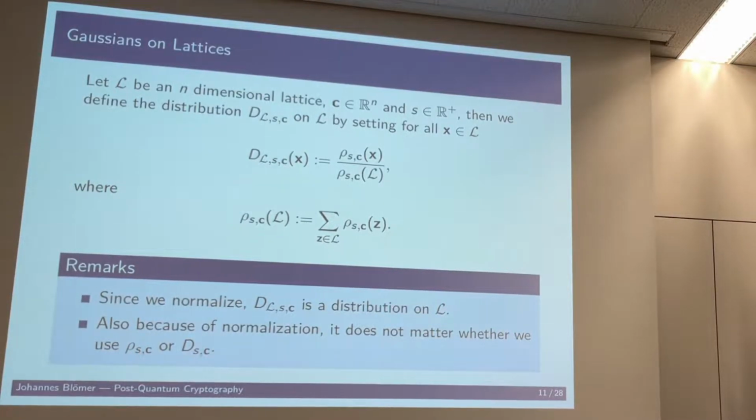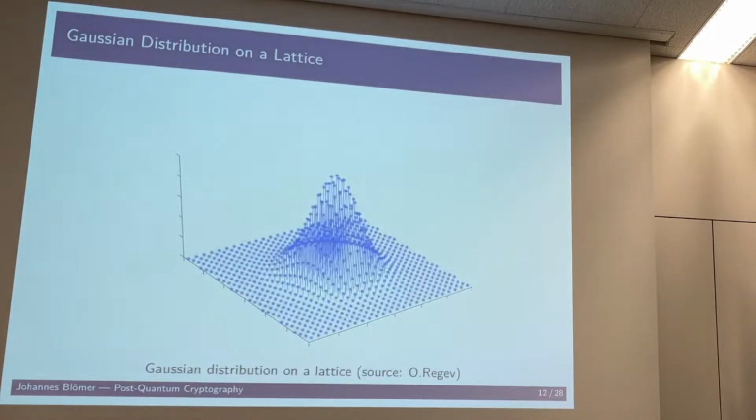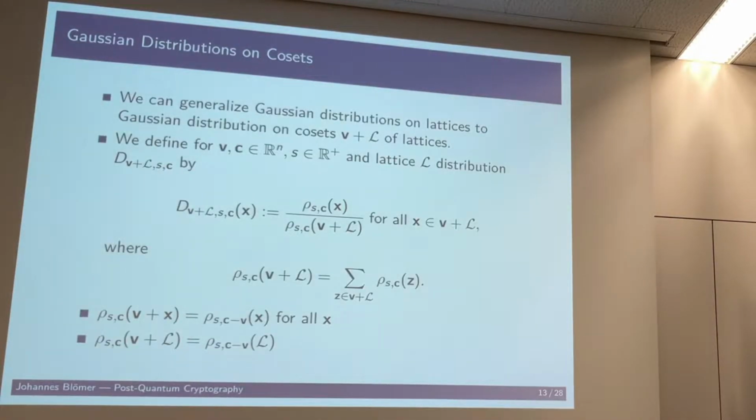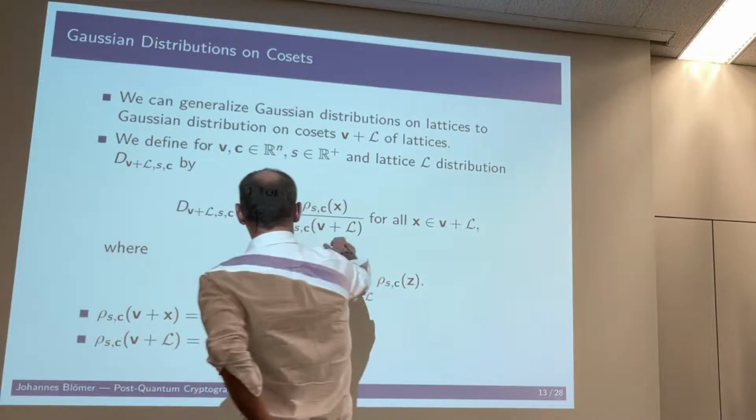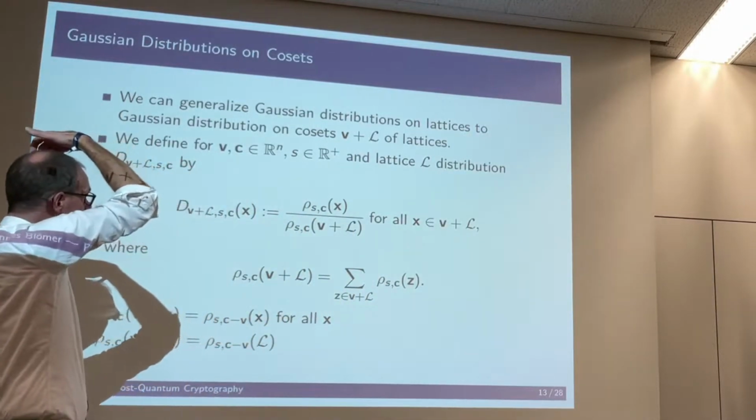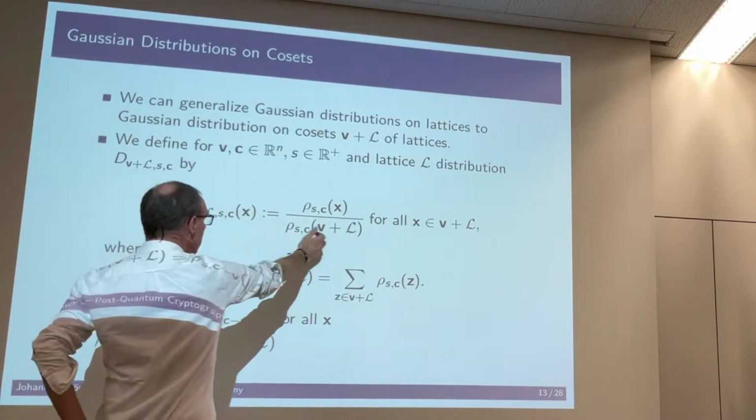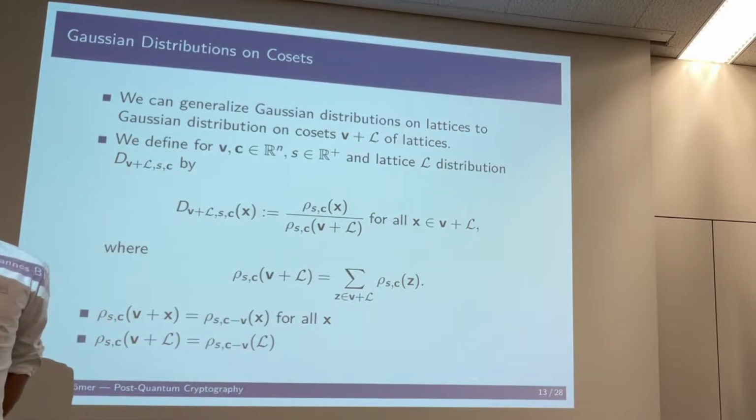Because we do this normalization anyway, in the original definition it doesn't really matter whether we talk about D or rho. It disappears here because of this normalization that's necessary. So this is how we'll look at the Gaussian on the lattice. Okay, and then we can also look at these Gaussians on cosets, where instead of looking at points in the lattice, we look at points in the coset, normalized by the overall weight of the coset, obviously.